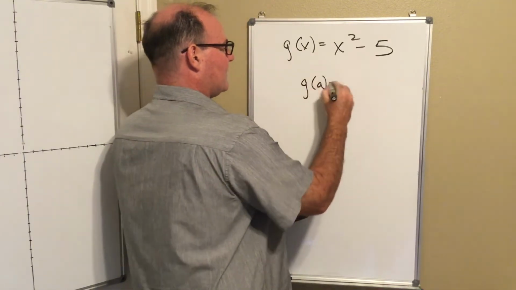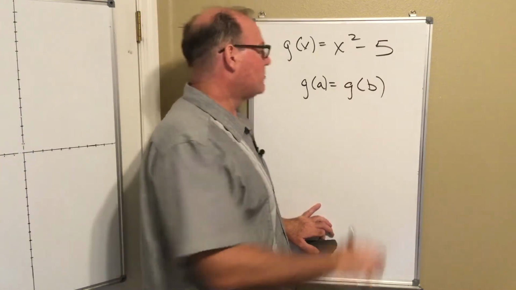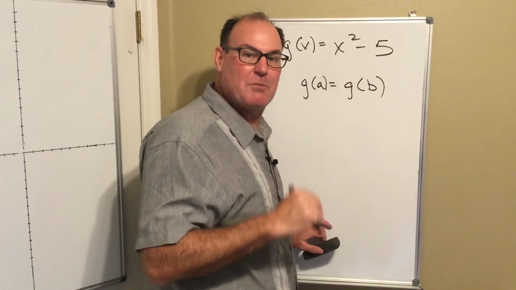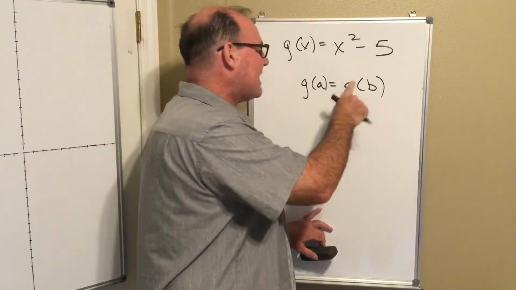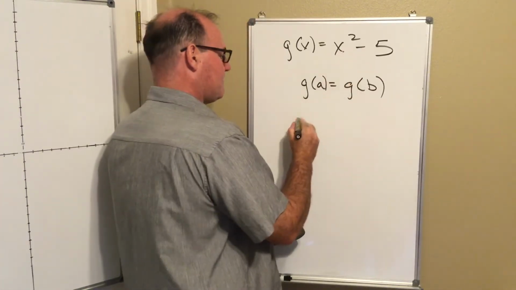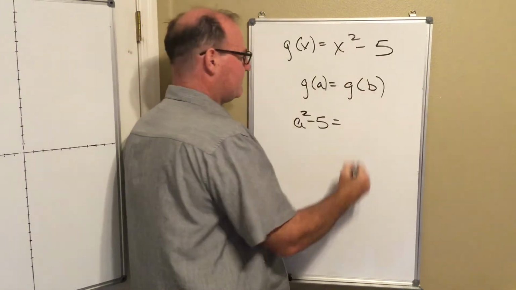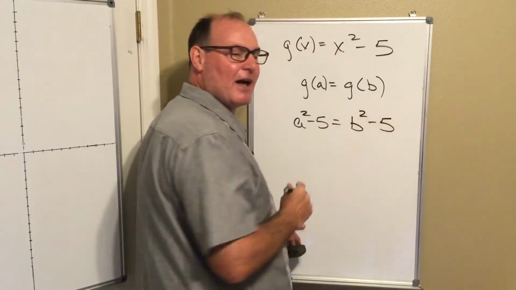I'm going to start off with that first statement: g(a) equals g(b). I'm starting with the same y value. And I want to know, do these y values have to be produced by the same x value? Or can they be produced by different x values? So when I plug a into the function, I have a squared minus 5. When I plug b into the function, I have b squared minus 5.